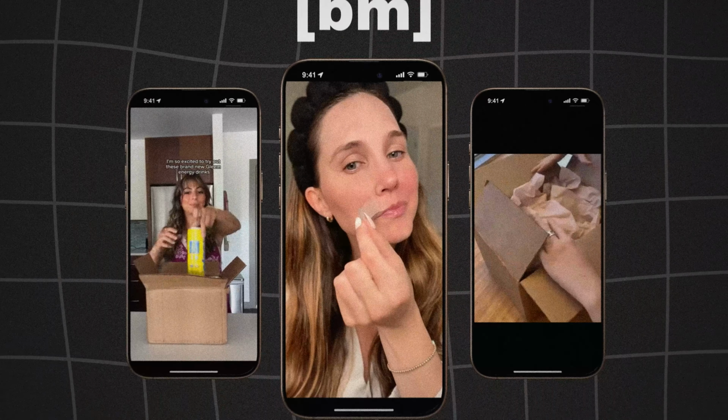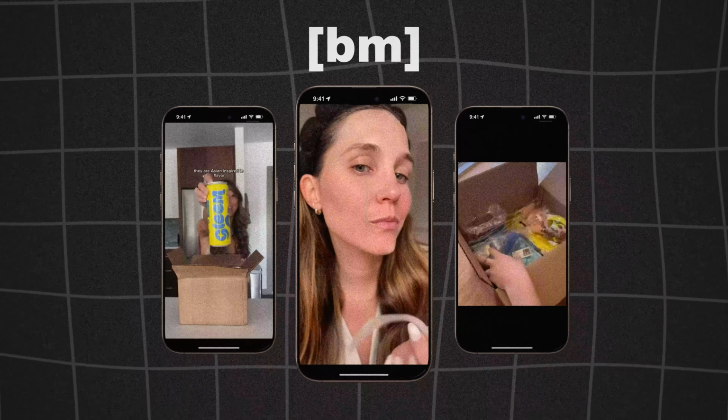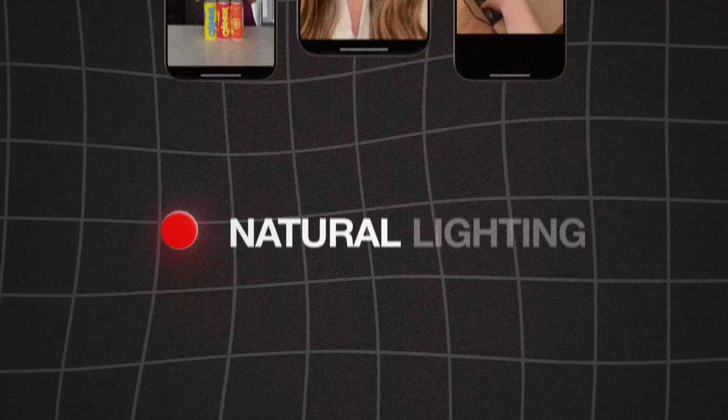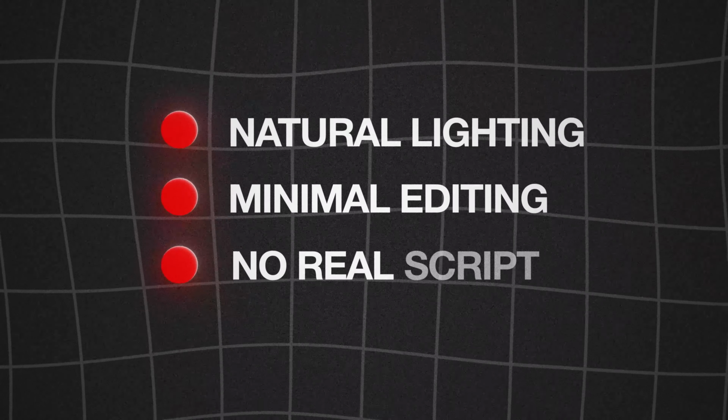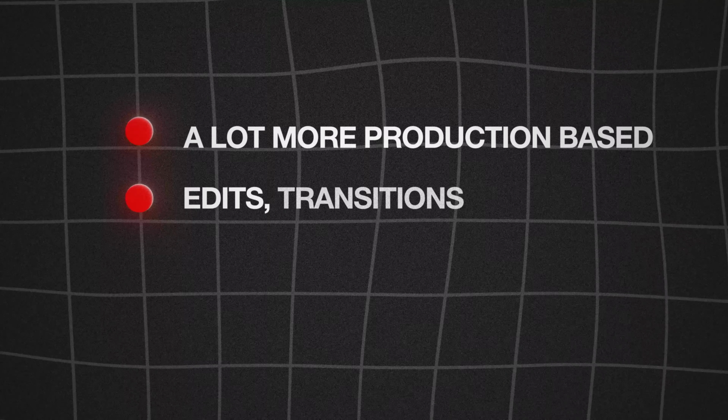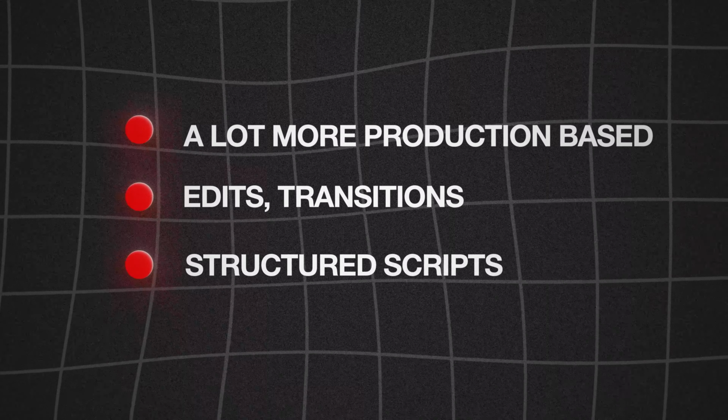Okay, so raw UGC is those iPhone videos that you'll see random models or UGC creators create: natural lighting, minimal editing, no real script structure, just talking about their experience and how they feel about the product and whatnot. This really helps with cold traffic and building up real good trust. Whereas polished UGC is a lot more production based. There's edits, there's transitions, there's structured scripts to make sure that the viewer goes through a specific process or funnel. This is really helpful for mid funnel or even bottom funnel retargeting.